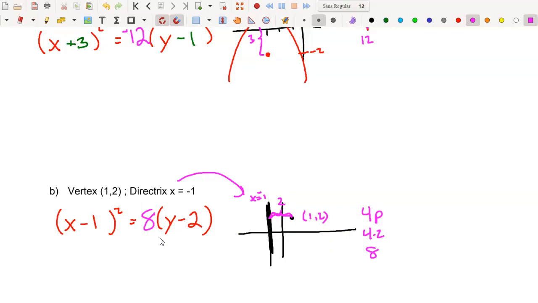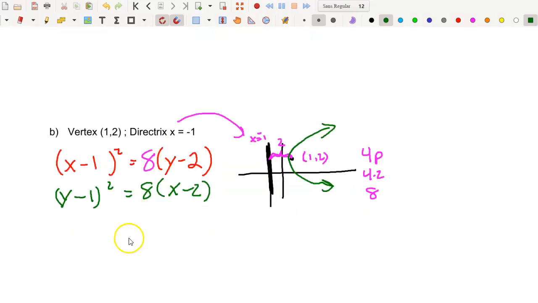How's that look? Yeah, it looks very wrong. So what's wrong with it? Should the y be squared? Yes, it's opening this direction, so we should have y squared. Okay, so it should be y -1, not just x. And then x -2. How's that? Better? No? Now it's wrong.